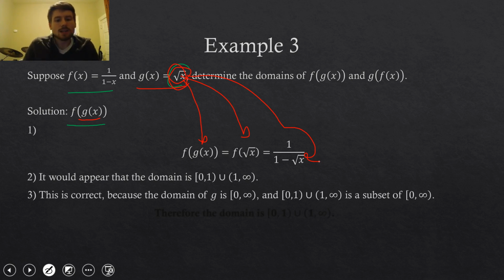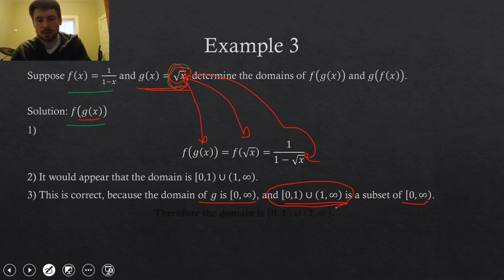And this would be a correct answer, because if you think about it, the domain of g is everything from 0 to infinity. The inner function, the red one, that's square root x, which is 0 to infinity. And 0 to 1, or 1 to infinity, is contained within that set of 0 to infinity. So this and this, if you intersect them, you get this set over here.